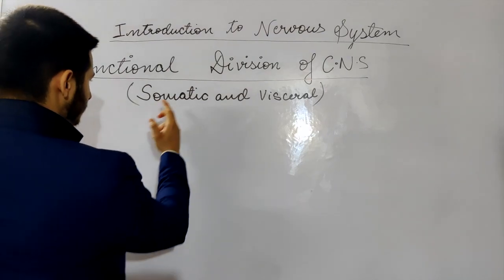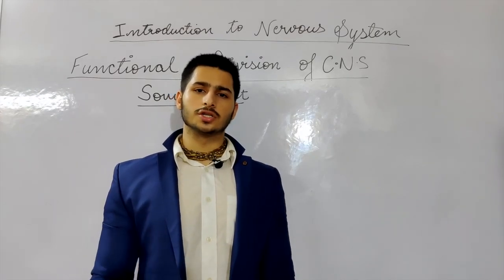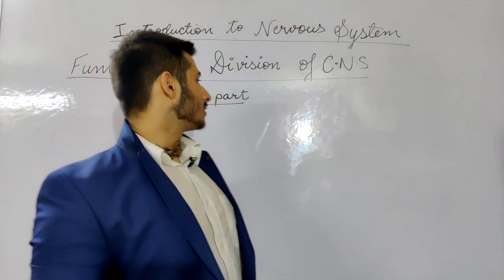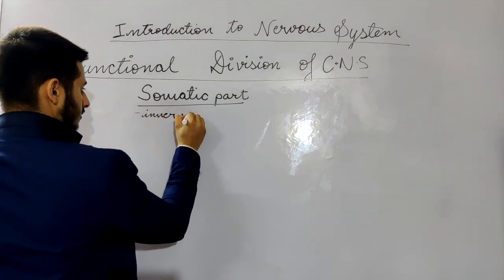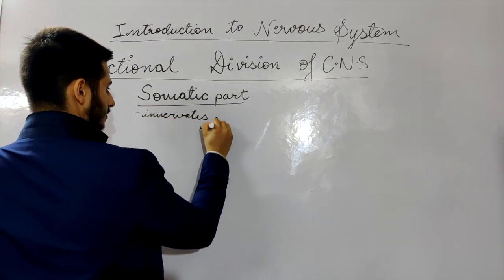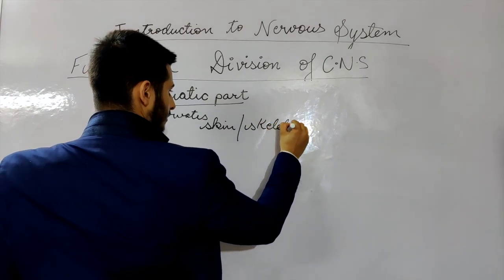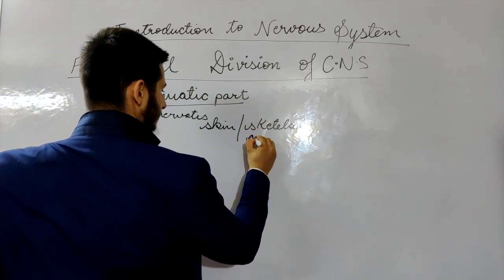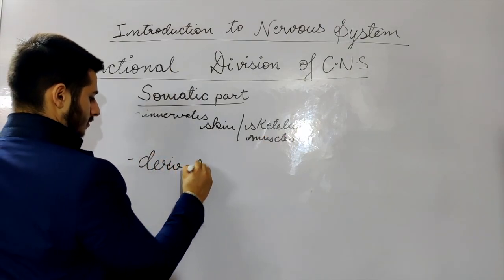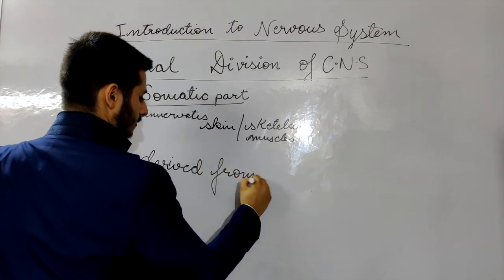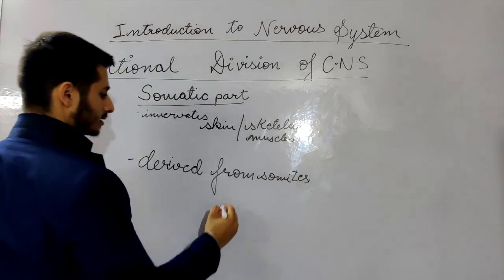First of all, we will discuss the somatic part of the central nervous system. The somatic part innervates structures such as skin and the skeletal muscles of the body, which are derived from the somites. They're derived from somites in the embryo.